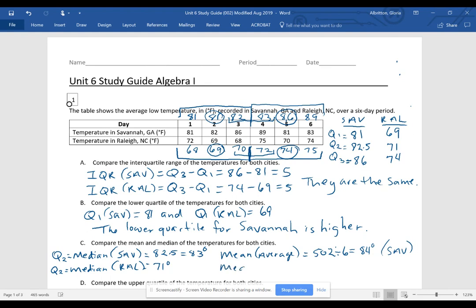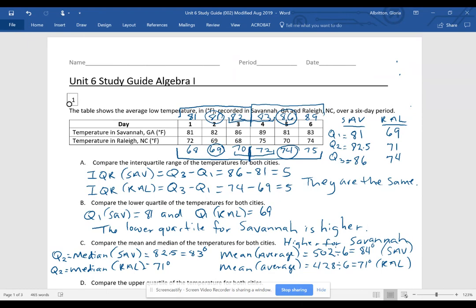When I do the mean, which of course is the average for Raleigh, I get 428. Divide that by 6 because there's also 6 temperatures in Raleigh's list. And I get 71.33, so we'll round it to 71 degrees. This was Raleigh. So we can clearly see that both the mean and the median are higher for Savannah. So we'll say higher for Savannah. And that's how they compare.